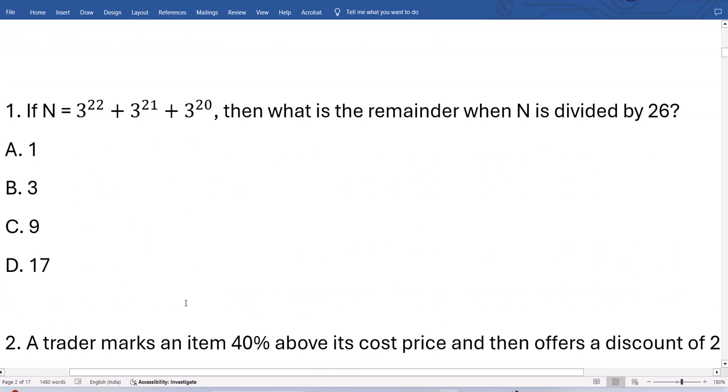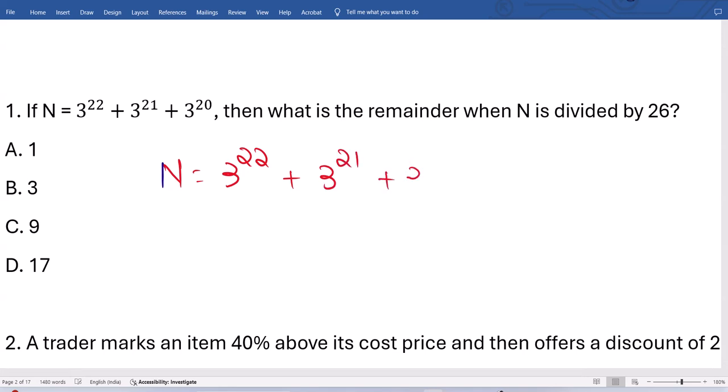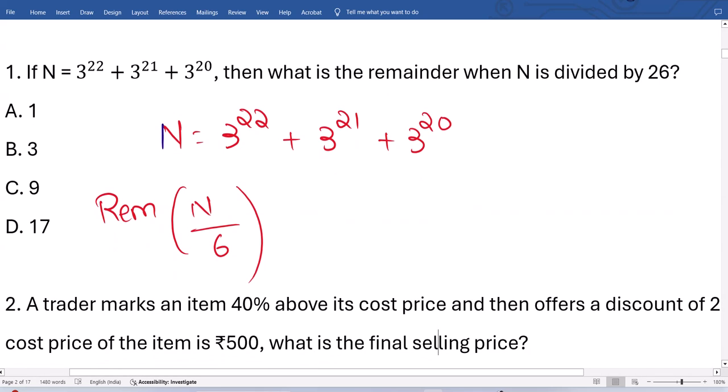Now, what is the question they're asking? The number n is 3 power 22 plus 3 power 21 plus 3 power 20. When this is divided by 26, you need to find the remainder. Remainder when n is divided by 6, sorry, divided by 26. n is given as 3 power 22, 3 power 21 and 3 power 20, adding all that. Divide by 26, not 6.